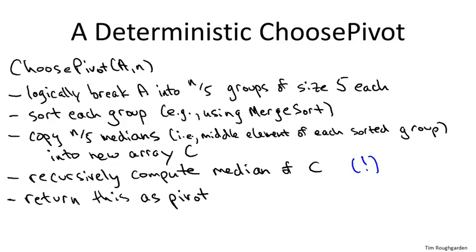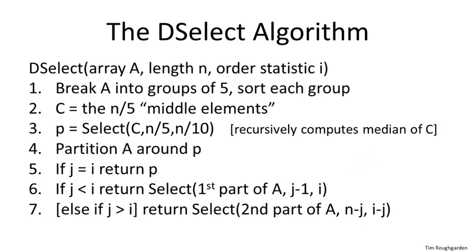Now I realize it's very hard to keep track of both what's happening internal to this ChoosePivot subroutine and what's happening in the calling function of our deterministic selection algorithm. So let me put them both together and show them to you cleaned up on a single slide. So here is the proposed deterministic selection algorithm.